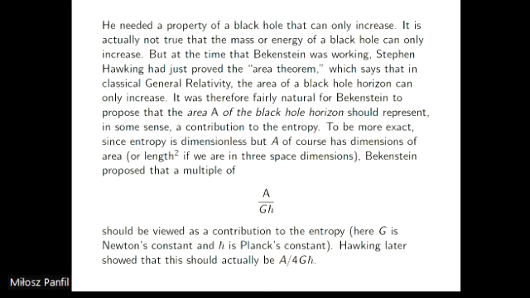Well, to be more exact, since entropy is dimensionless, but A, of course, has dimensions of area, or length squared if we're in 3 space dimensions. To make it dimensionless, Bekenstein proposed that a multiple of the area over Newton's constant times h bar should be viewed as a contribution to the entropy. And Stephen Hawking, in his most famous work, later showed that this is correct, and the coefficient is 1/4.